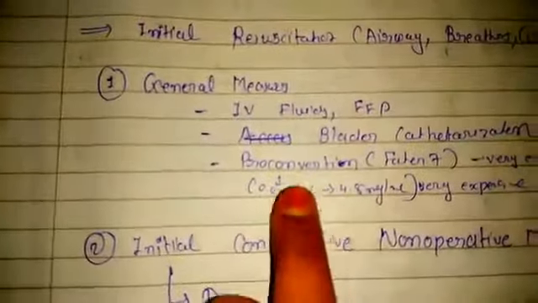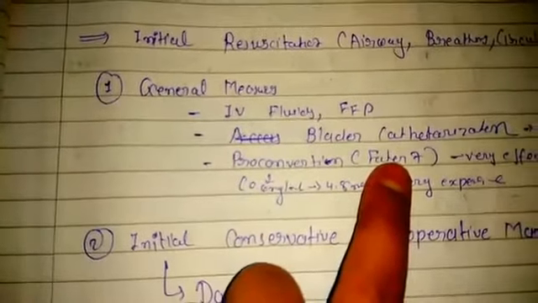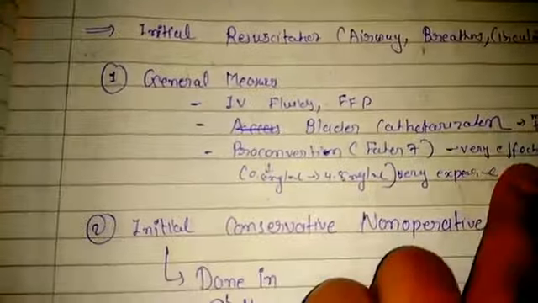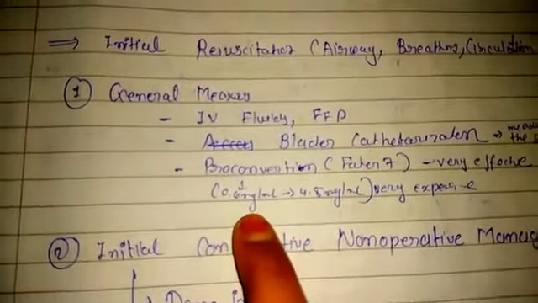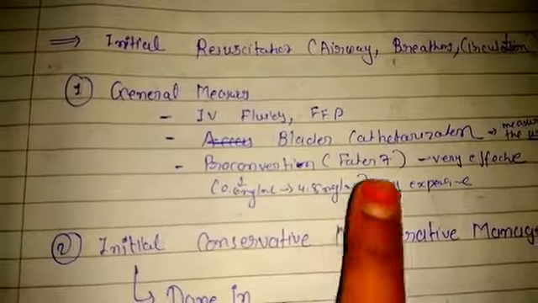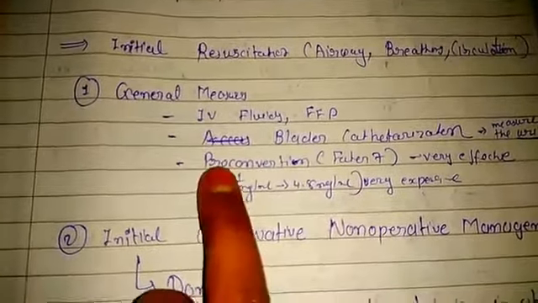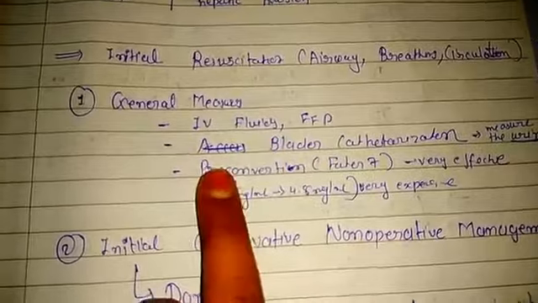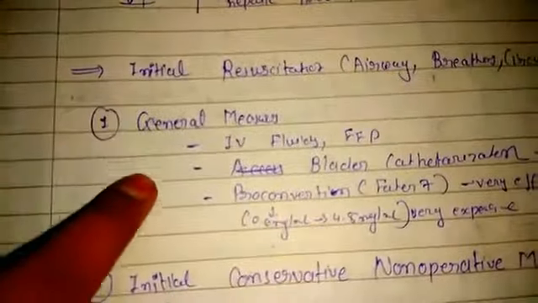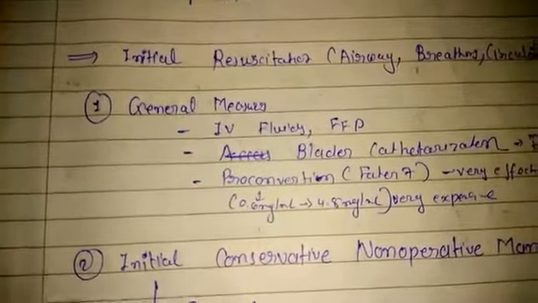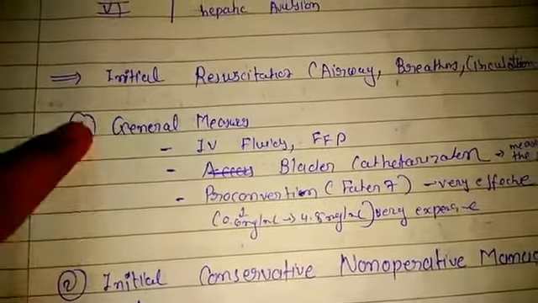Then proconvertin, which is factor 7 of the coagulation factors, is very effective, and 0.6 milligram per ml to 4.8 milligram per ml can be given. It is very expensive, but it is a very effective procoagulant factor. Okay, these are all the general measures. We must do these general measures.